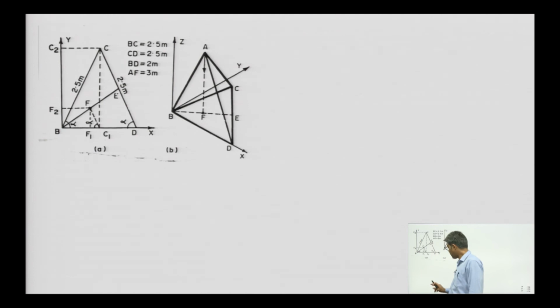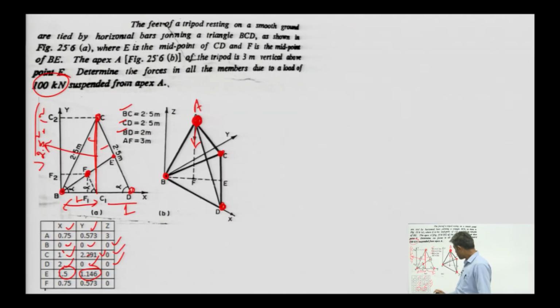Okay. Similarly, the coordinate of point F can be calculated from B and E. B is 0, E is 1.5. So, what will be the x coordinate? 0.75. Similarly, the y coordinate for point F will be 0 plus 1.146, which means 0.573. The coordinates are the same for A. Now, the coordinates have been made known to us.